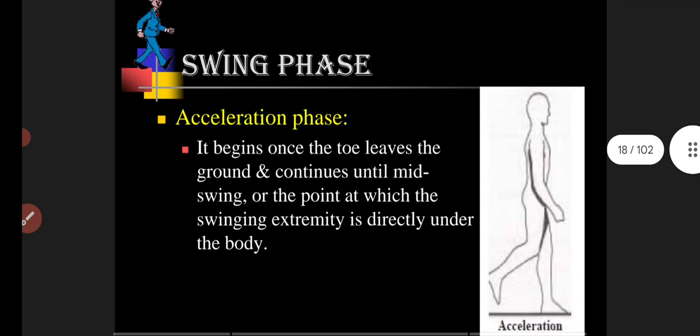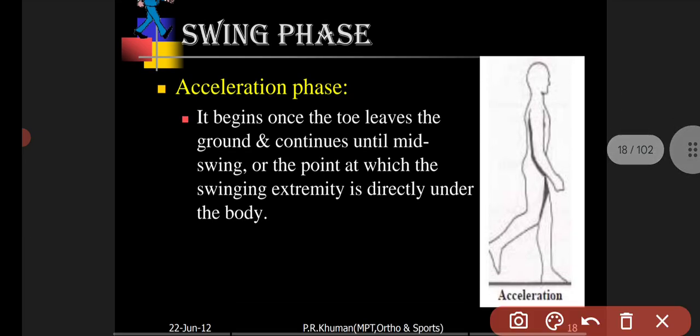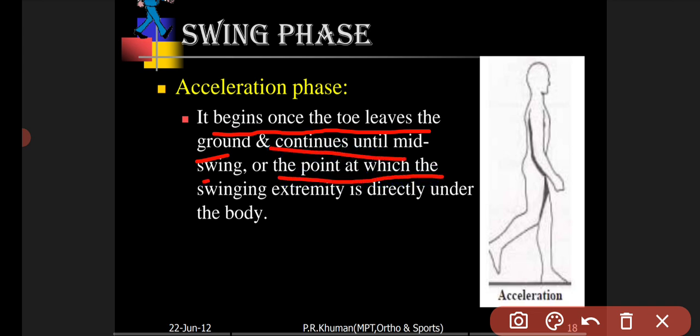Next, we study the swing phase. First is the acceleration phase. It begins once the toe leaves the ground and continues until the mid swing, the point at which the swinging extremity is directly under the body. That is known as the acceleration phase.